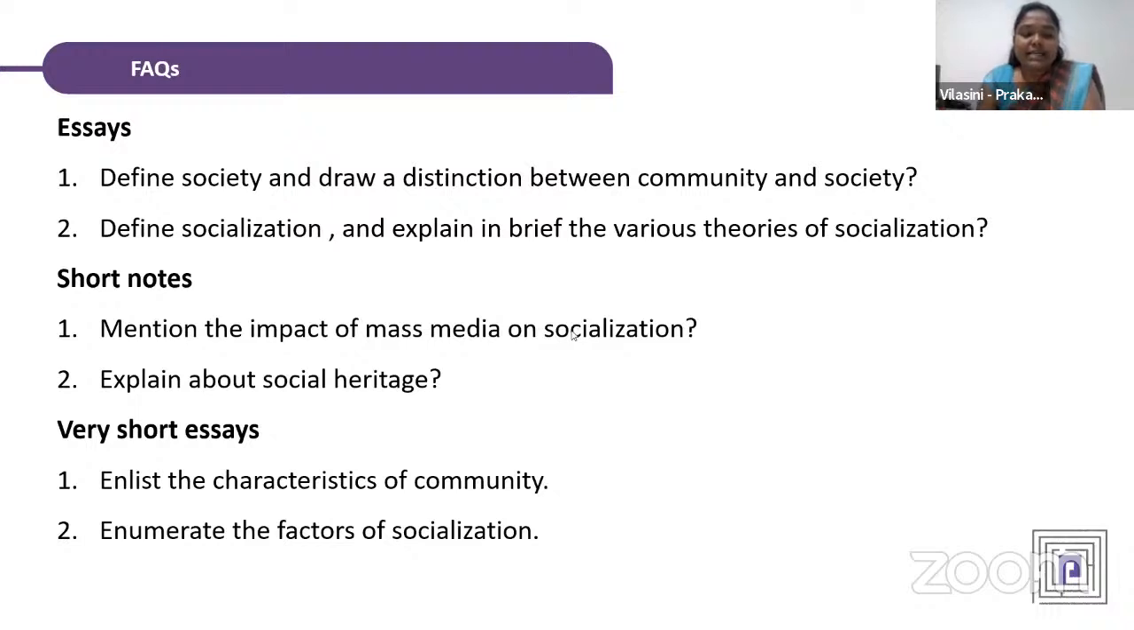The next is characteristics of community. You can just list out the characteristics. For example, a community includes people in it. It is a territorial group. They will have sentiments, they will have permanent relations, and they have a we-feeling towards each other. These points can be listed out and explained in brief, because a very short answer will carry fewer marks.